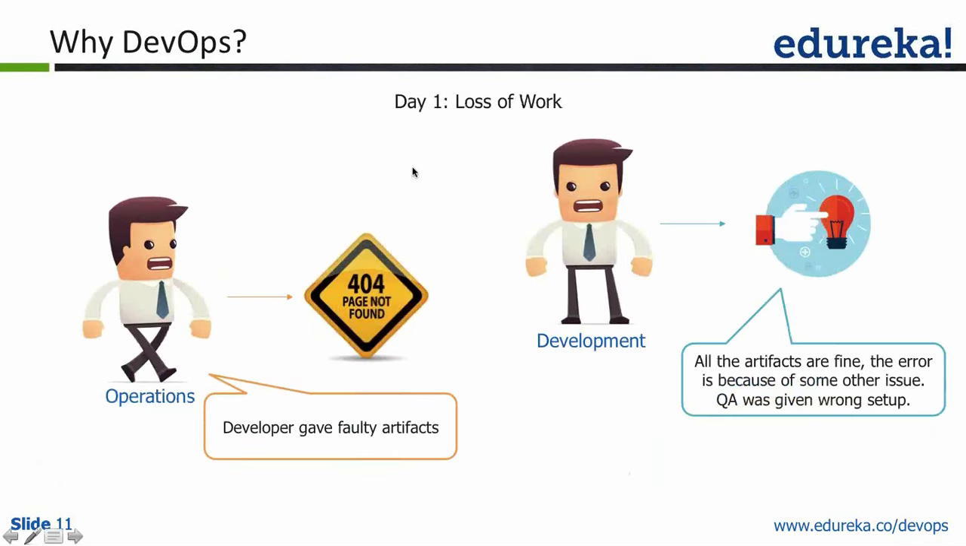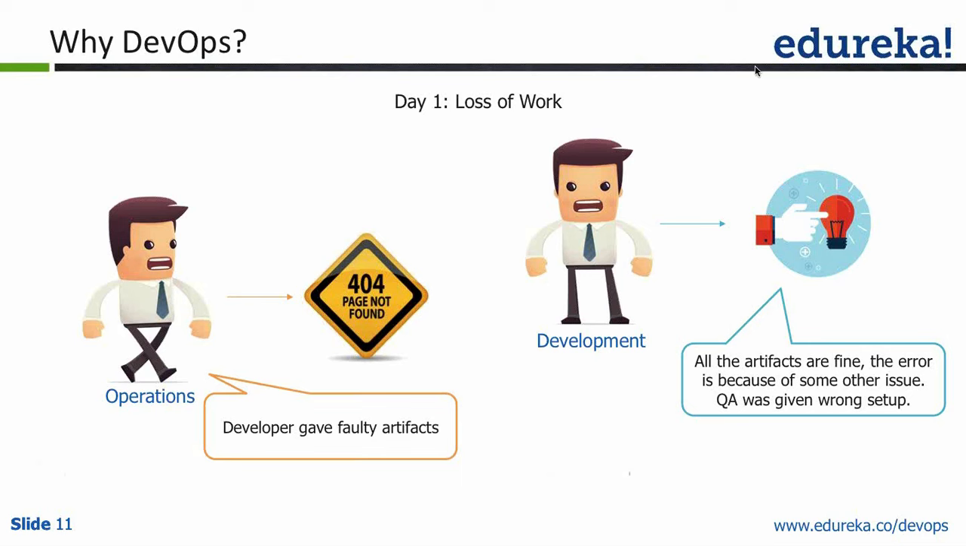Moving on to the next one. This is about another use case where something is deployed to production and you see the 404, right? 404, I think most of you are aware, is nothing but page not found or file not found. Now, what happened in this case is that the dev team said that all the artifacts are fine. The error is because of some other issue.